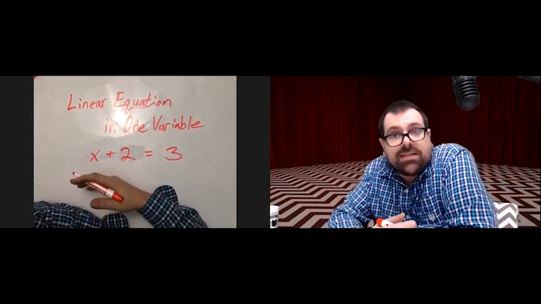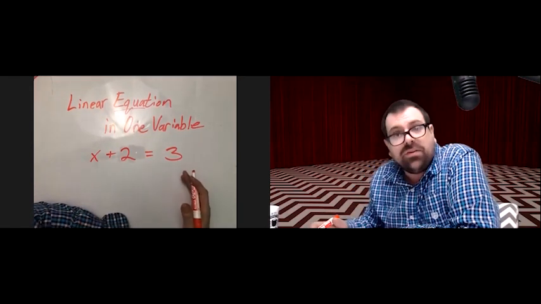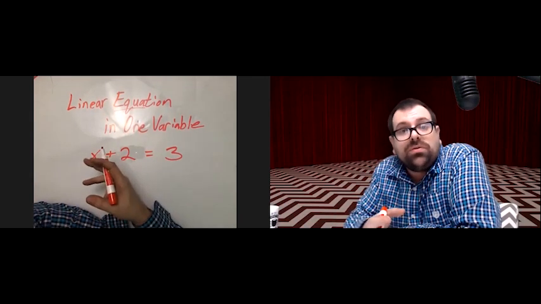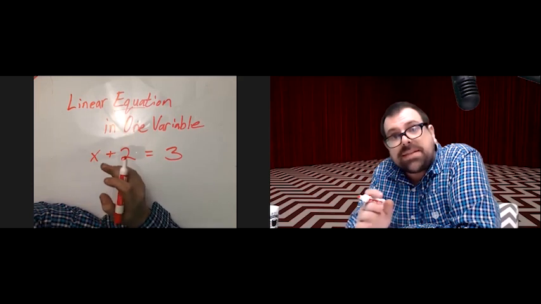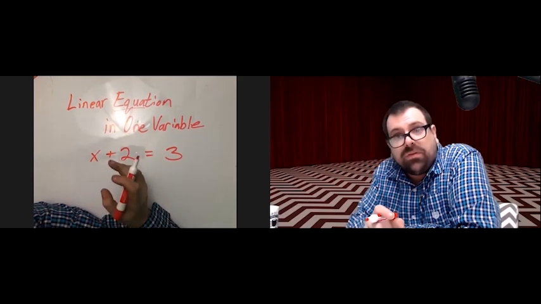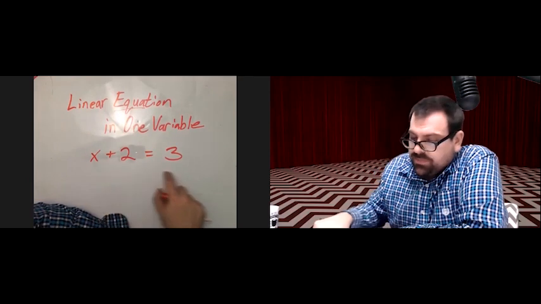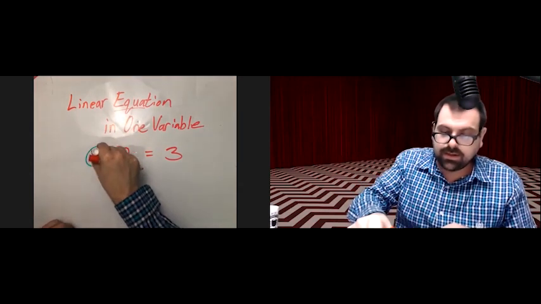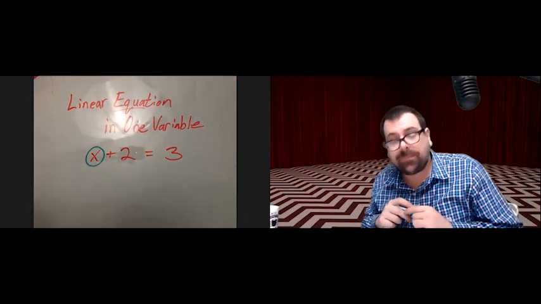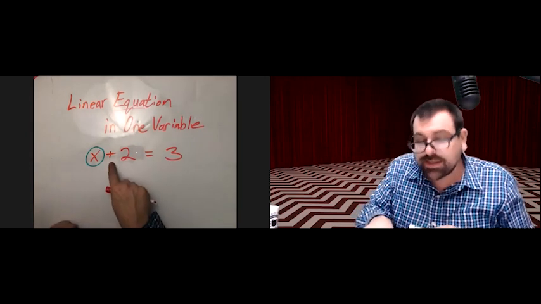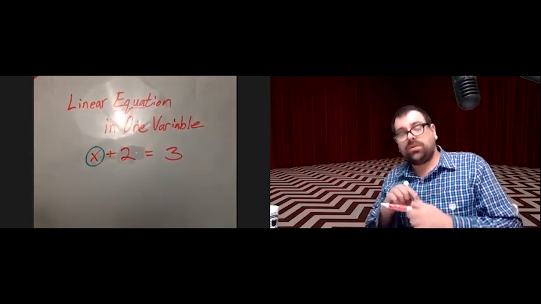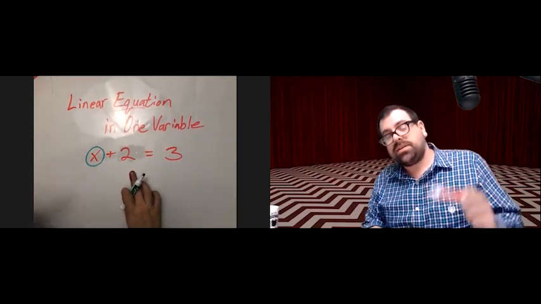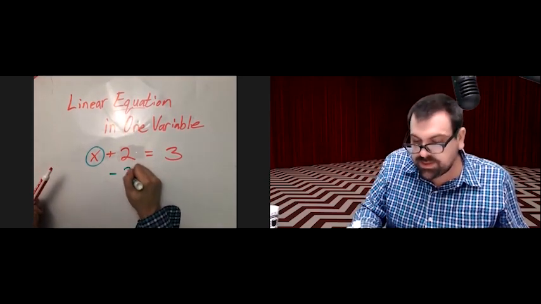Algebra is about a process. Whatever we do on one side, we have to do to the other. And we do that by doing the opposite. We undo steps so that we get the x, the variable, by itself. So how would we solve something like this? We need to get the x by itself, which means we need to undo adding 2. We're going to undo adding 2 by doing the opposite of adding, subtracting, minus 2.